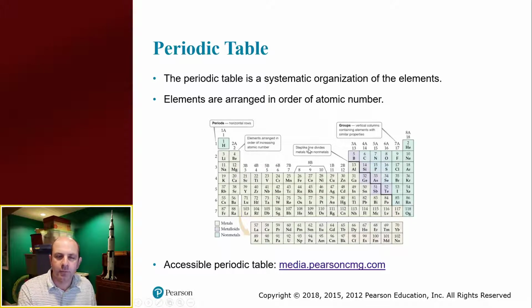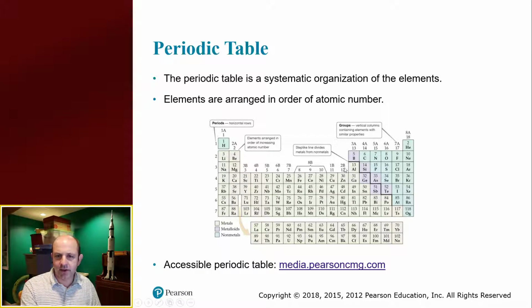Hi, and welcome back for part 2 of chapter 2, where we're going to talk about the periodic table. So it's our systematic organization of the elements. We want to say, here's how the elements go together, here's how we can organize them for extra information.